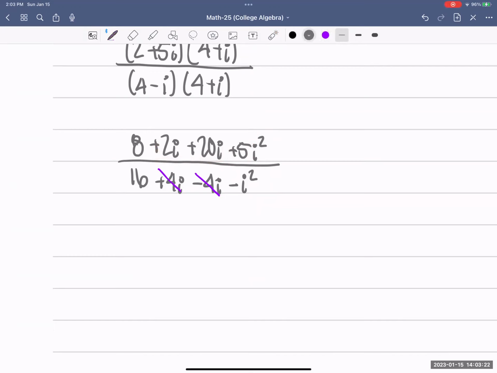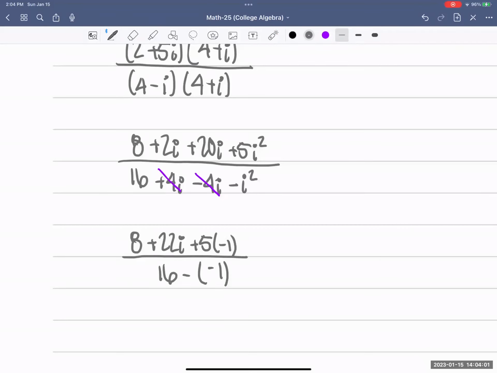So let's start with the numerator, 8. We could combine like terms here. That gives us 22i. And we're replacing i squared with a -1. So plus 5 times -1. That's our numerator. And our denominator, those two subtracted out, we're left with 16. And over here, we're left with minus i squared. So minus i squared, we did say was a -1.